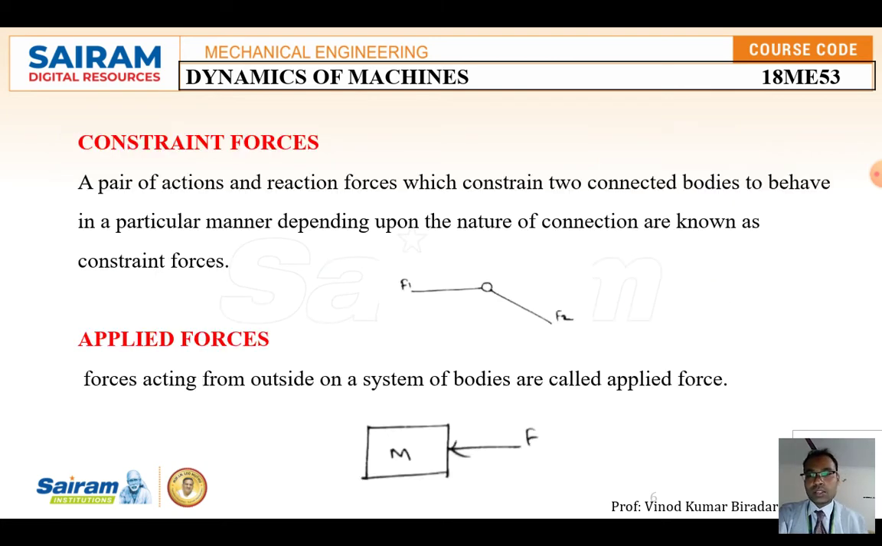The next one is what do you mean by constraint forces? This is also very important. Constraint forces are nothing but what?